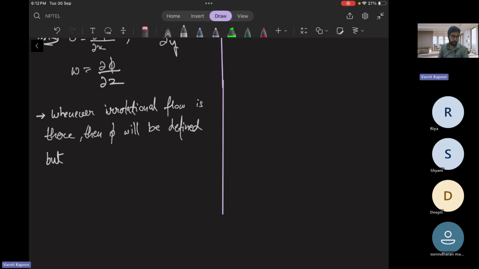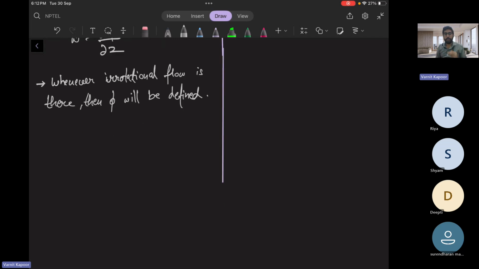Yes. Okay. So if I say the flow is rotational, will phi be defined? No. Next, every velocity profile satisfies its continuity equation. Already we have studied this in the last tutorial.